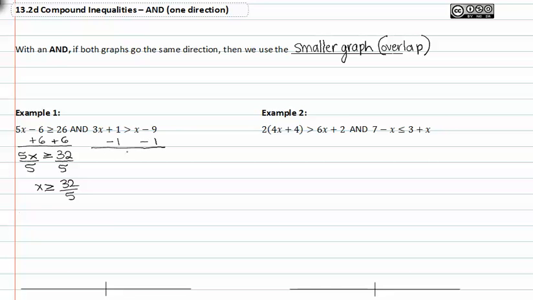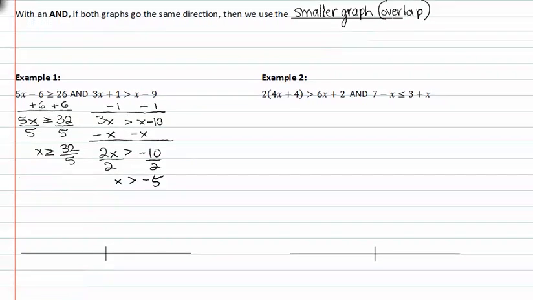Subtract 1 from both sides, so now we have 3x is greater than x minus 10, and then subtract x from both sides to get 2x is greater than negative 10. So if I divide by 2, I get x is greater than negative 5. So now I need to graph it.